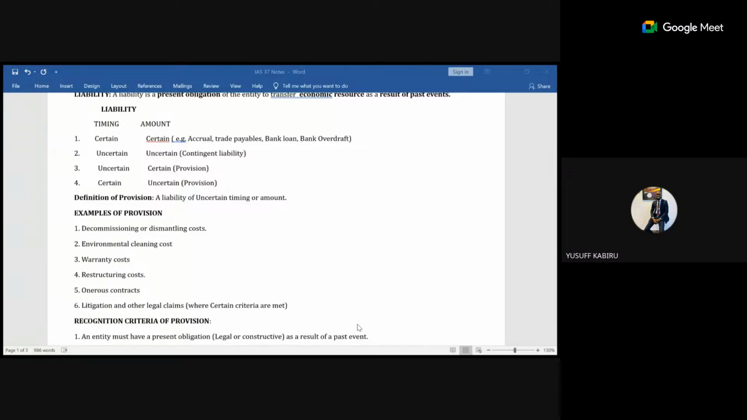Now, the third one is warranty costs. A third example is warranty cost. Warranty cost is a situation whereby you are selling goods to your customer. Now, some of the goods might get spoiled as a result of one thing or the other. So you have to do what? You have to make up for that loss.